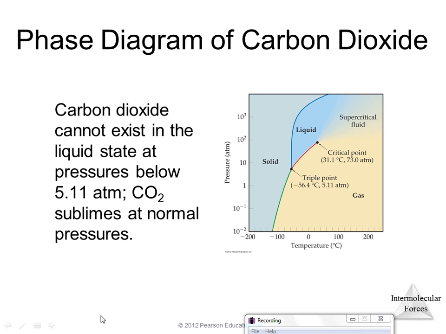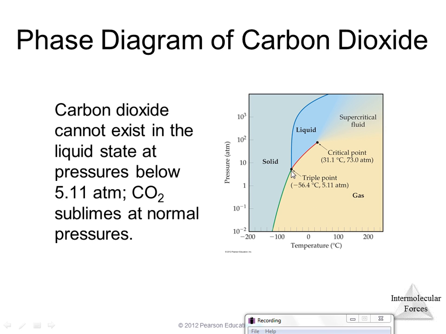Carbon dioxide, another phase diagram, same features, but really much different here. This is really dealing with dispersion forces. It's a nonpolar molecule. So notice some differences between the two phase diagrams. The triple point is here at negative 56.4 degrees Celsius and 5.11 atmospheres. Look how low that critical point is compared to water. Only 31.1 degrees Celsius and 73 atmospheres. Much less than that critical point.